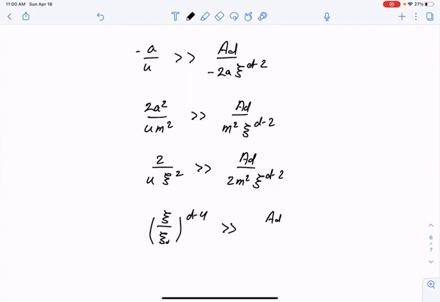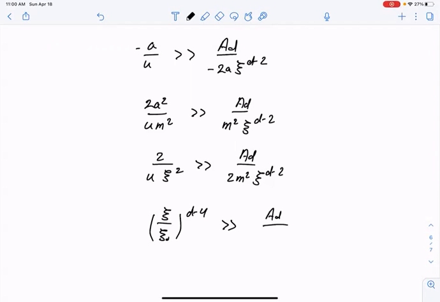this geometric factor AD over the bare correlation length to the d times twice the change in the heat capacity. If we remind ourselves that the change in the heat capacity from the previous lecture is equal to c squared over 4u times Tc.